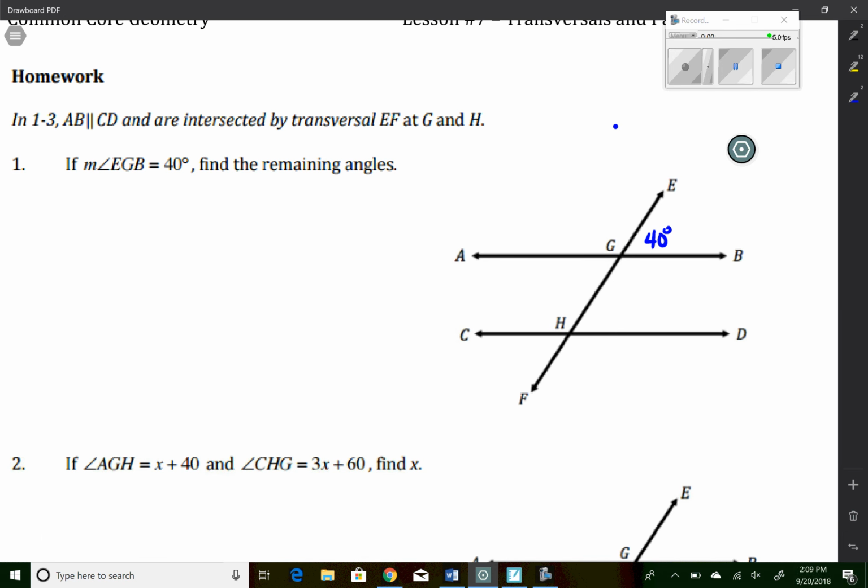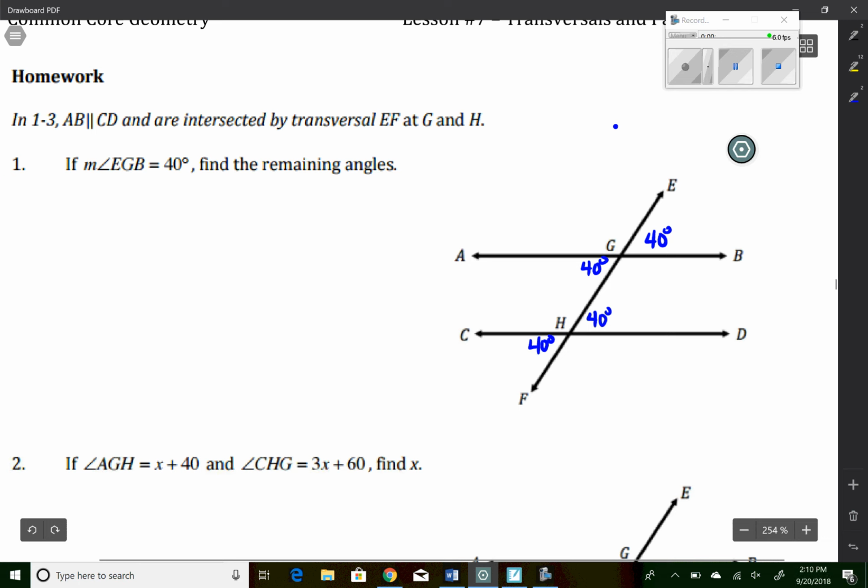If that angle is 40, I know this angle is 40 because they're vertical to each other. That would be angle AGH. I also know this angle is 40 degrees, which would be angle GHD, because they're alternate interior. And then we have yet another 40-degree angle here by vertical angles.